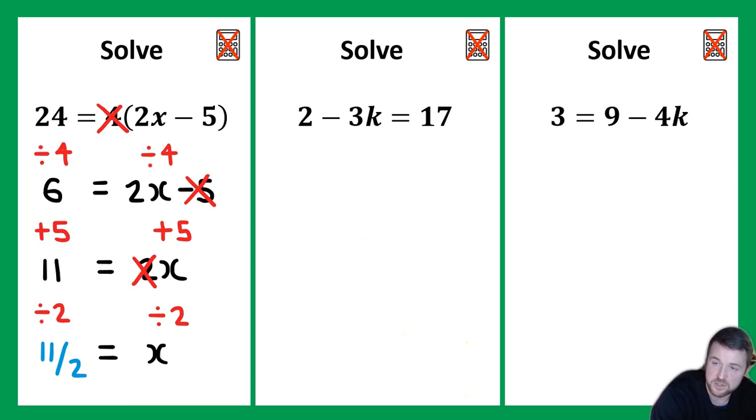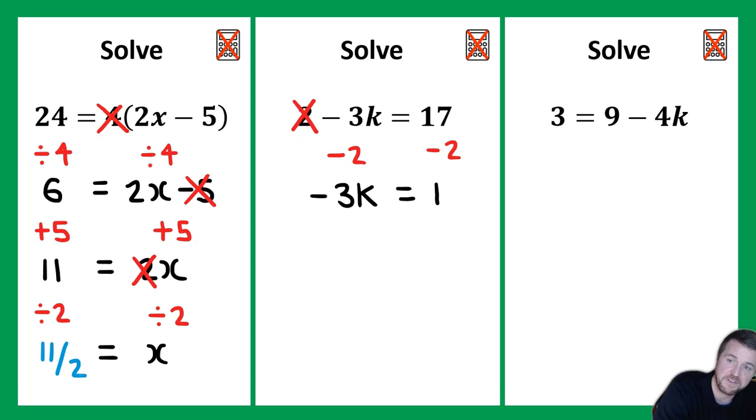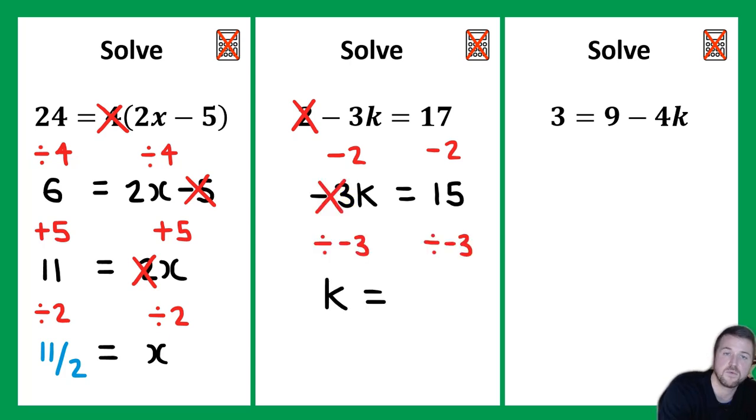On to the second question. On the left hand side, we're multiplying k by negative 3 before adding 2 to it. I can start by isolating negative 3k by subtracting 2 from the left hand side, which means subtracting 2 from the right hand side. This will leave me with negative 3 lots of k on the left hand side, 15 on the right hand side. To isolate and solve to find k, I can divide through by negative 3, which means that k would be equal to 15 divided by negative 3, which is negative 5.